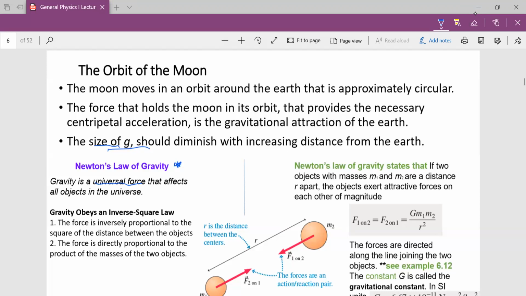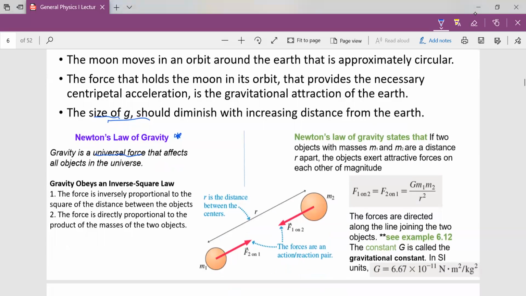Now, it pointed expressly to two important things about the law of gravity that I want to look at. The first one is that the force, when we talk about force here, we're talking about that pull, the gravitational pull on an object, all right? The force is inversely proportional to the square of the distance between the objects and directly proportional to the product of the masses of the two objects.